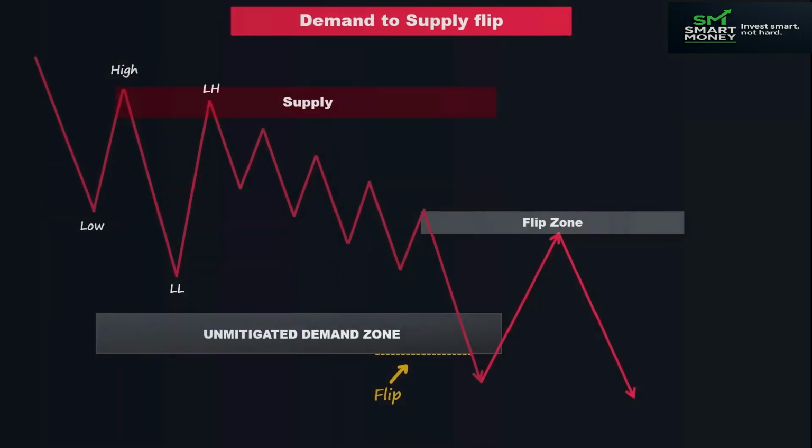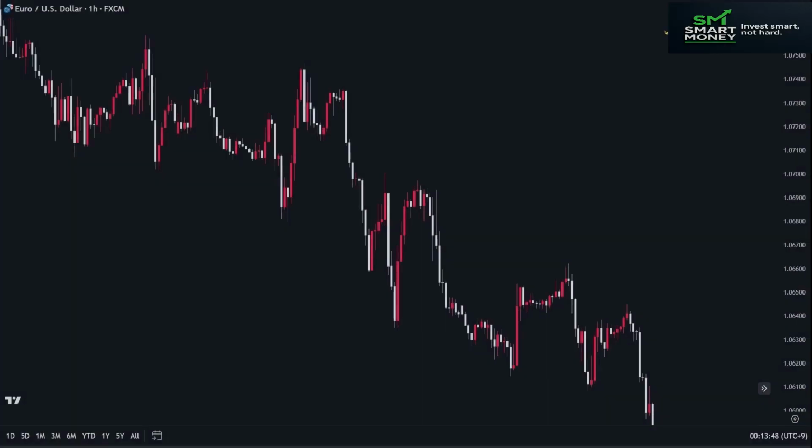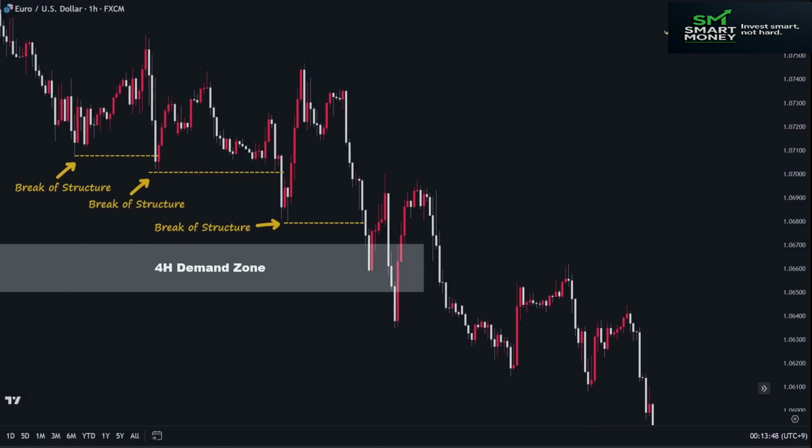Now let's see a real chart example. Here we have the Euro-Dollar 1-hour timeframe chart. As you can see, the price has formed a series of bearish breaks of structure patterns until it reaches the unmitigated demand zone in the 4-hour timeframe. When the price reaches this higher timeframe's demand zone, many traders anticipate a potential reversal and start looking for signs of a change in character to enter long positions. However, contrary to their expectations, the price taps into the 4-hour demand zone and experiences a minor pullback before swiftly moving downward with significant momentum.